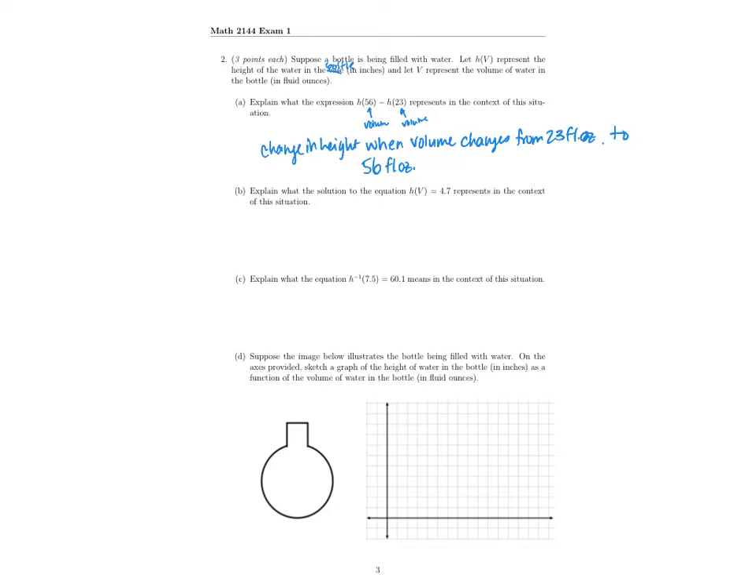Explain what the solution to the equation h of v equals 4.7 represents in the context of this situation. So again, the function h inputs a volume and you get out a height. So this 4.7 is a height in inches. And so what we want, the solution, is the volume of water in the bottle when the height is 4.7 inches.